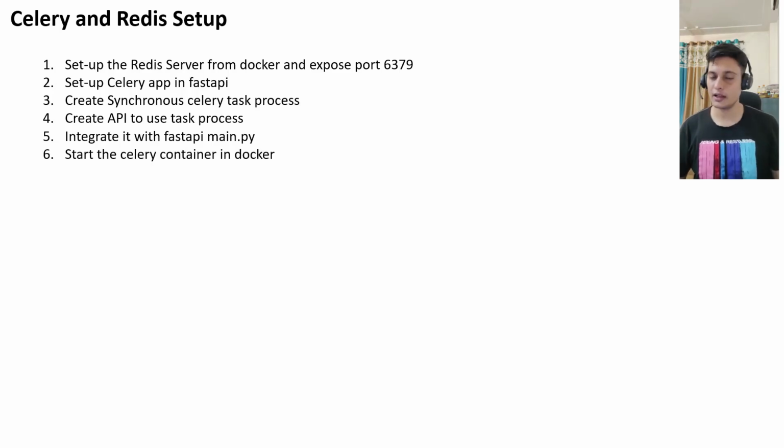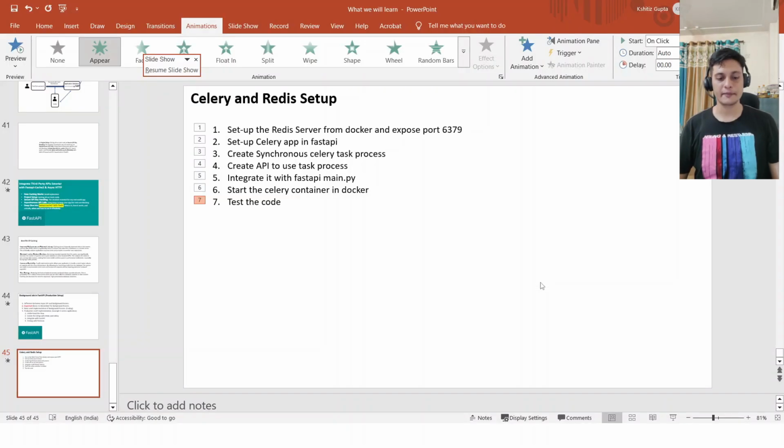Before testing, obviously, we need to start the Celery container inside Docker. So we just developed all the things. Now it's time to mount the Celery app into a Docker container and execute that container. Once this Docker container service is up and running, and our FastAPI server is up and running, the last thing pending is testing the code. So that is the roadmap. Now let's come back here.